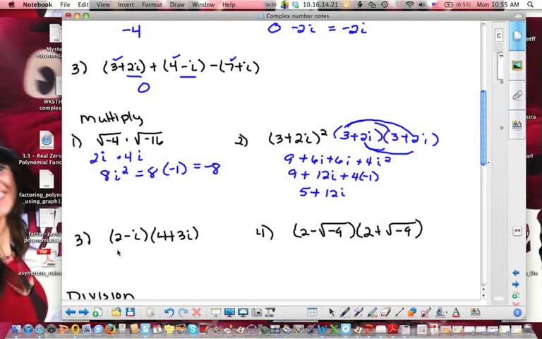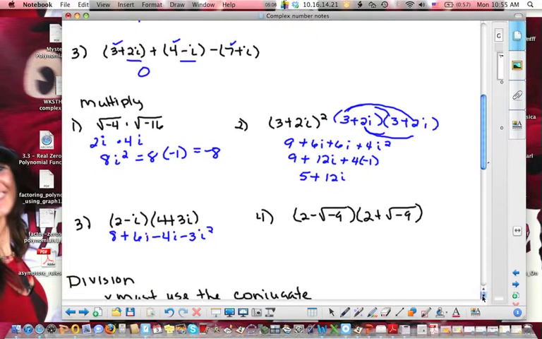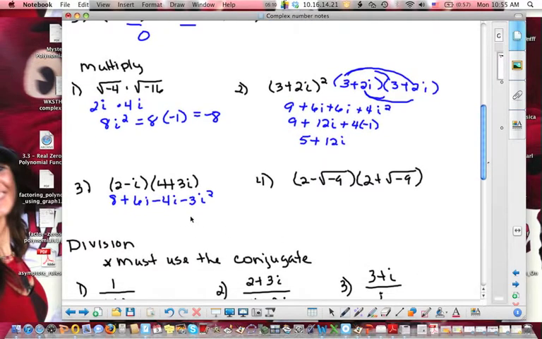Same concept here, distributing 2 times 4, then 2 times 3i. Negative i times 4. And then negative i times 3i would be a minus 3i squared. Combining my like terms, the 6i minus 4i would be 2i. The i squared would be a negative 1, so this becomes a plus 3. So my final answer, 8 plus 3 is 11 plus 2i.